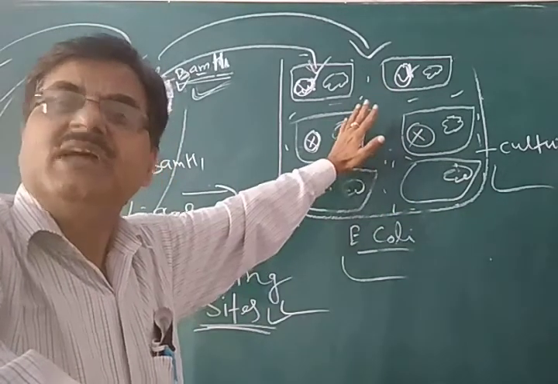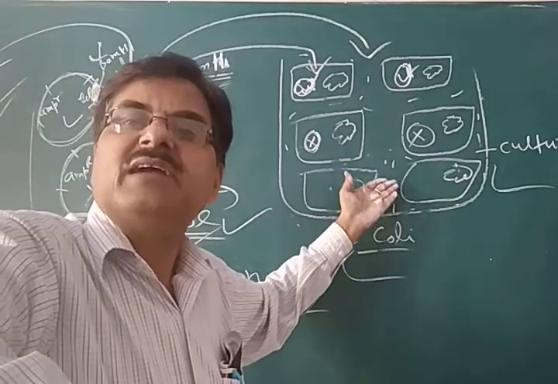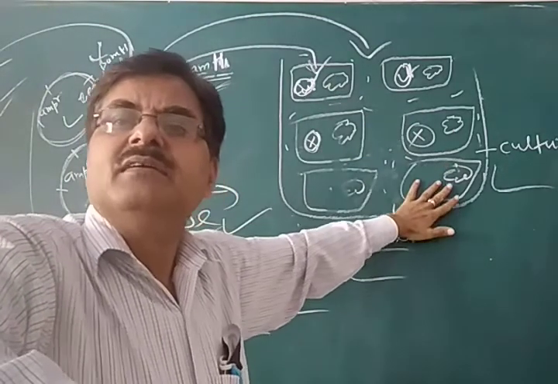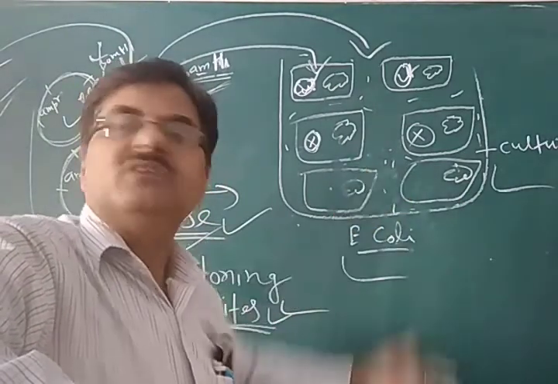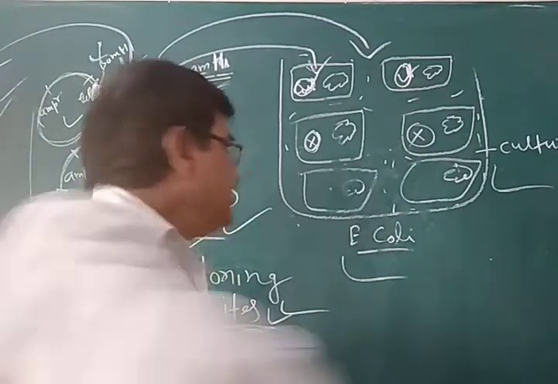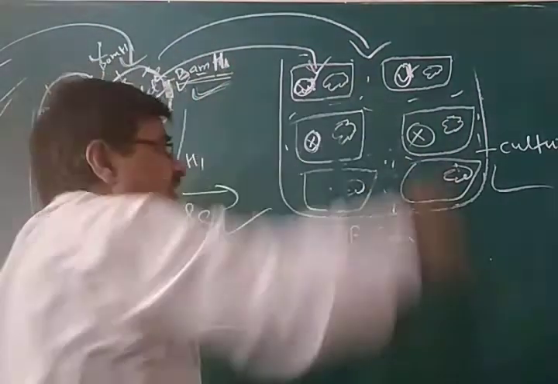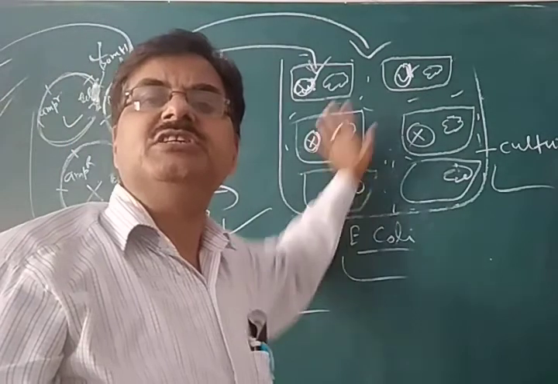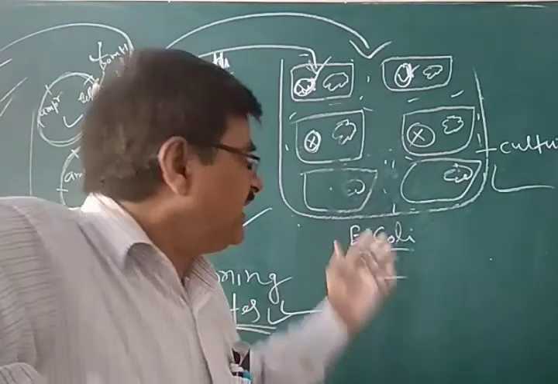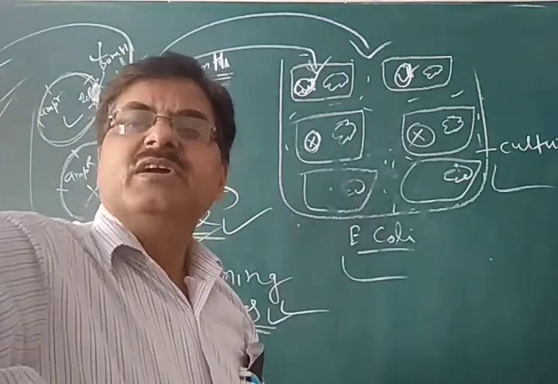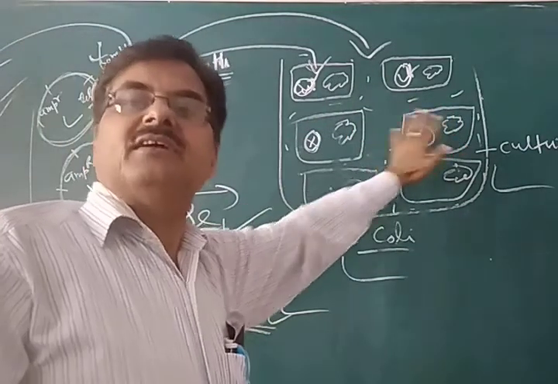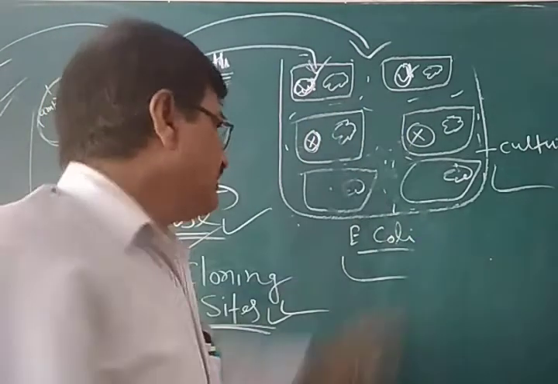The growth of the bacteria is continuous, and you know that every 20 minutes the bacteria will multiply. Suppose there are only 20 bacteria, within 20 minutes it will be 40, again it will be 80, 160. So we introduce some recombinant DNA into these bacteria, but the number of bacteria is going to increase. It will multiply continuously.